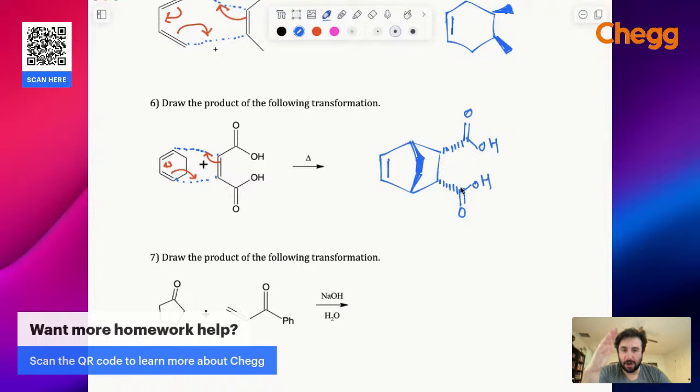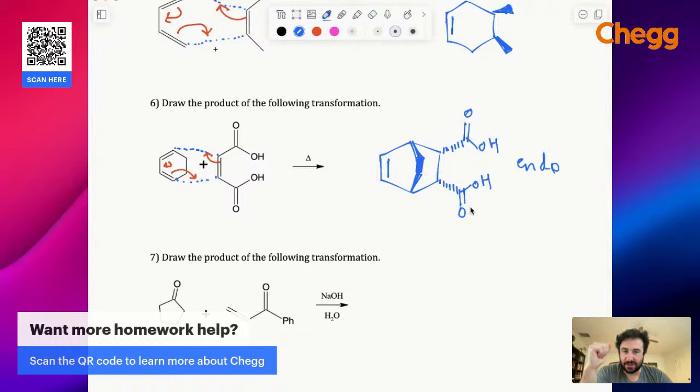And so what we've drawn is the endo product, right? So you can have endo and exo products. Endo tends to dominate. There's a lot of different scenarios. And so endo usually dominates. There are ways to force it to go exo. So we won't get into tons of details there. But in this case, we're going to draw the endo product.